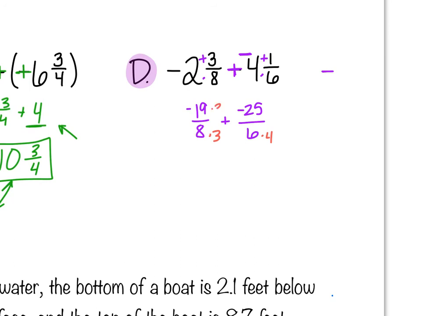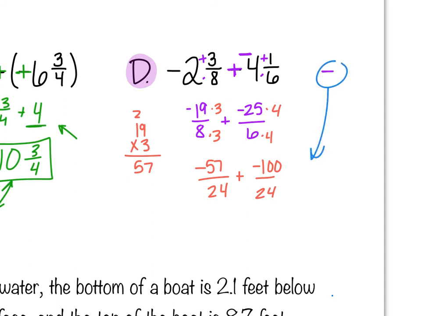So 19 times 3 is, let's see, 57, so negative 57. Don't forget that was negative over 24, plus 24 again for the bottom, 6 times 4, and 25 times 4. If you have 4 quarters, that's just a dollar, $100. So that's going to be negative 100. They have the same signs, so we're going to keep the sign, keep it again, like we said we would, and we're going to add, and that's going to make negative 157 over 24.